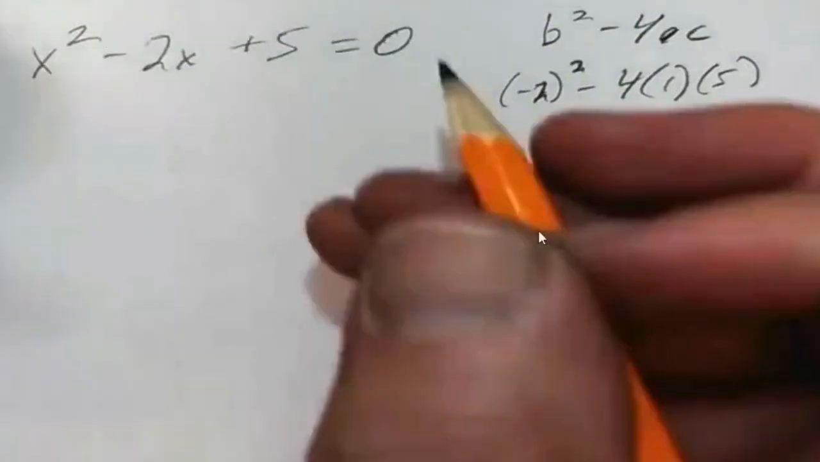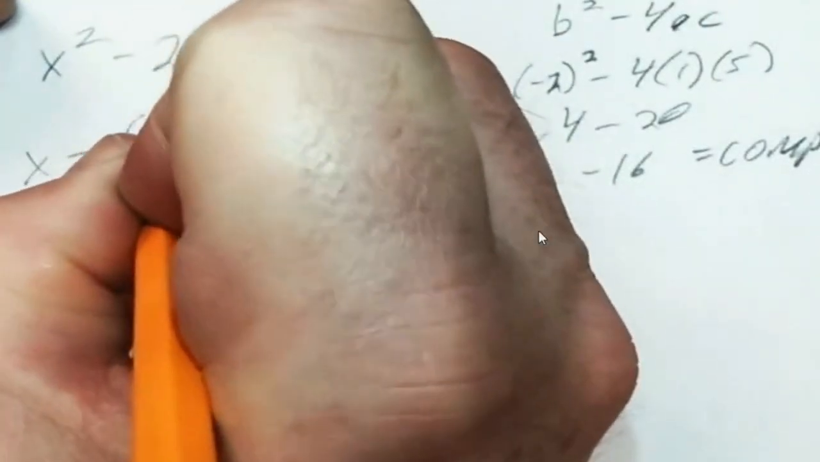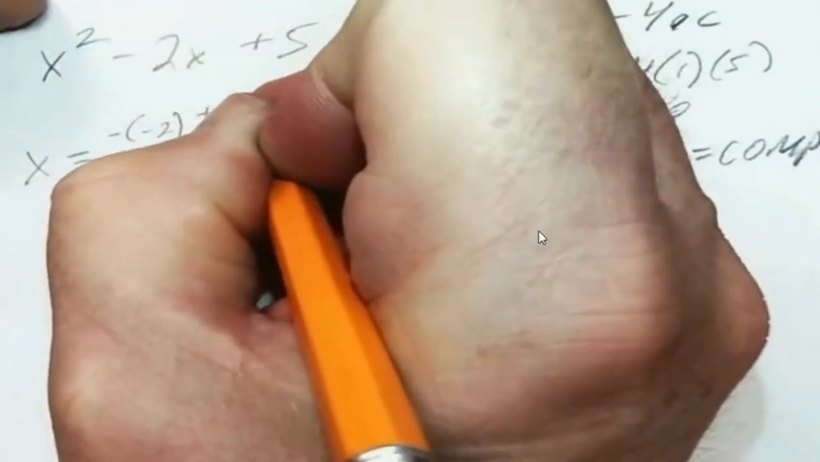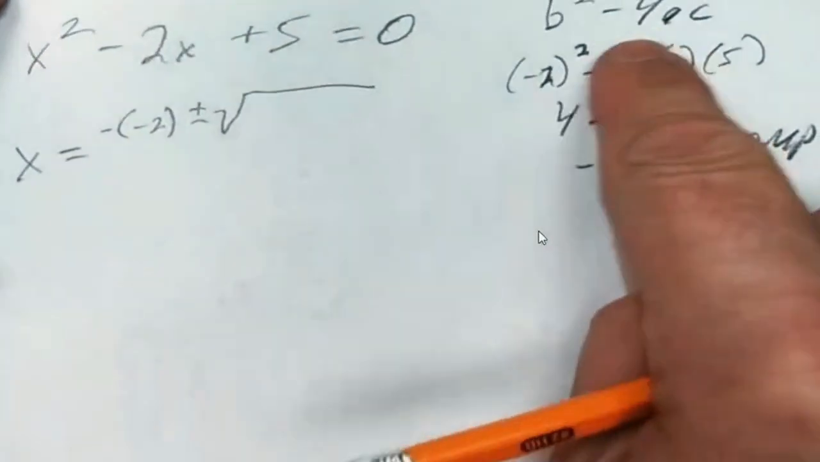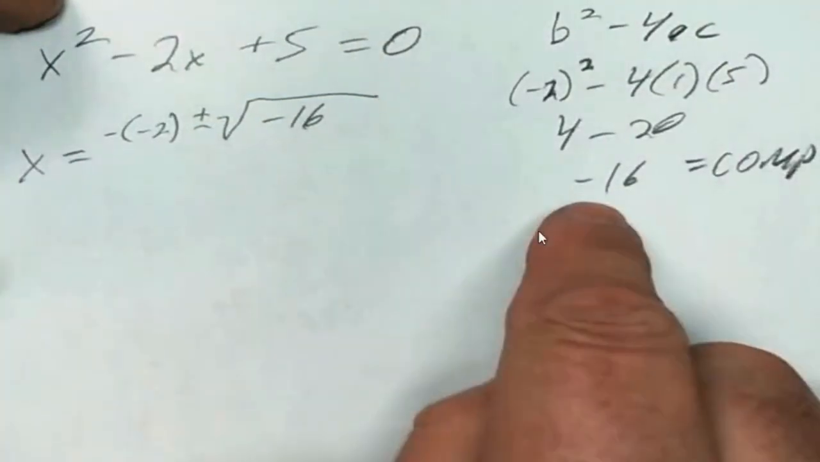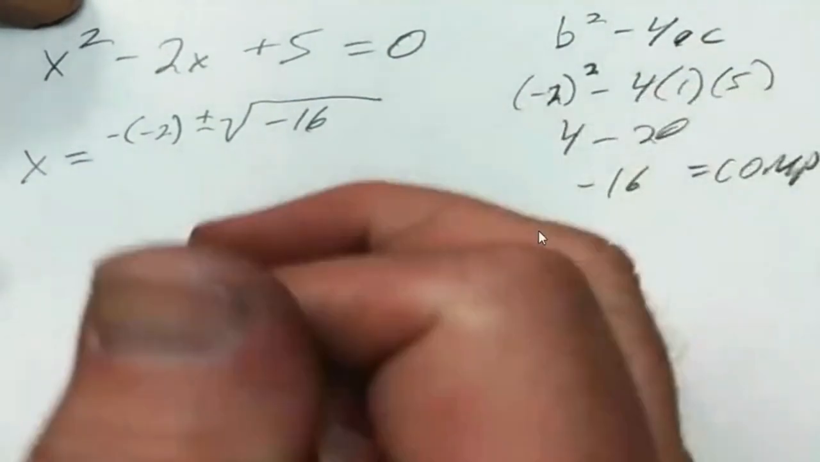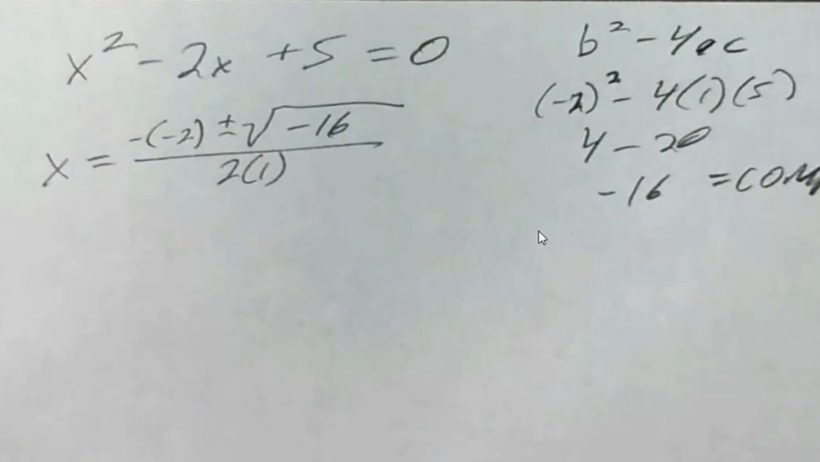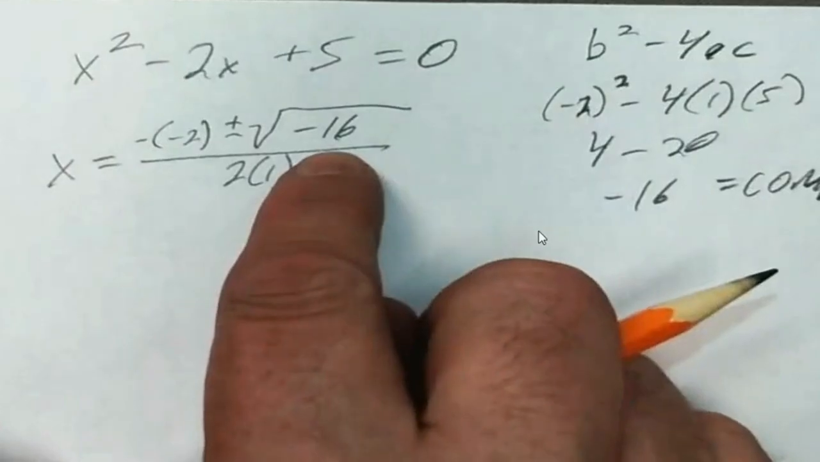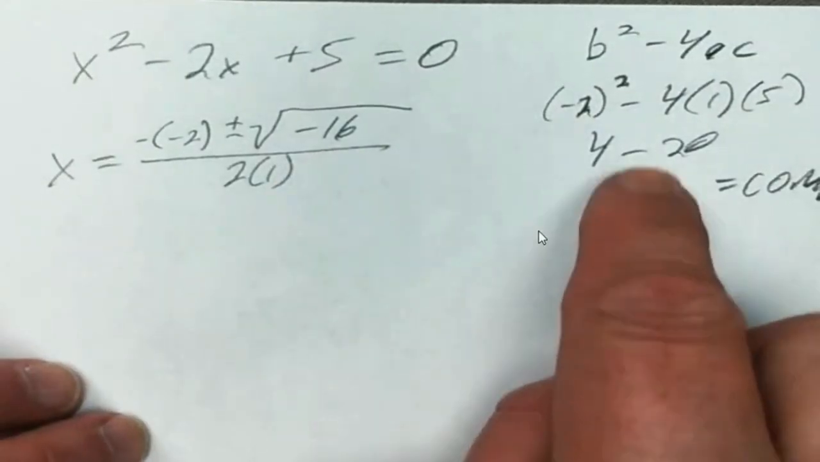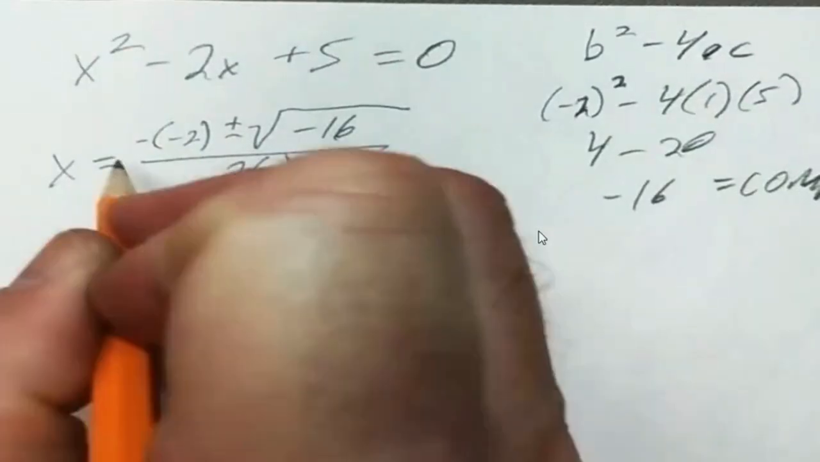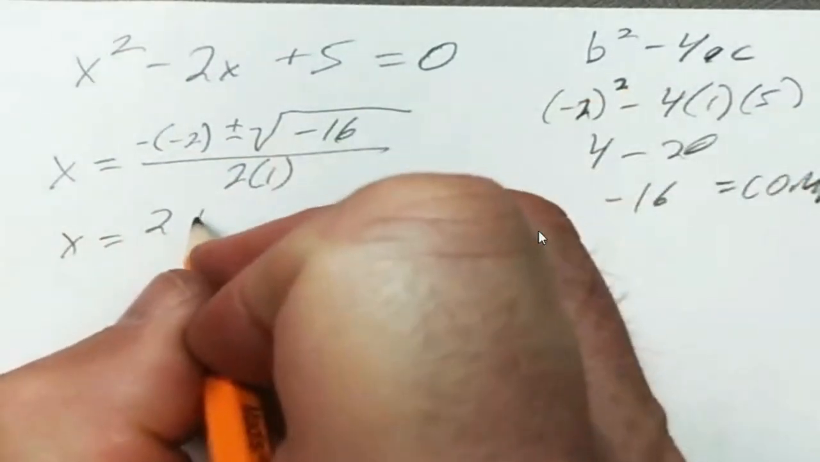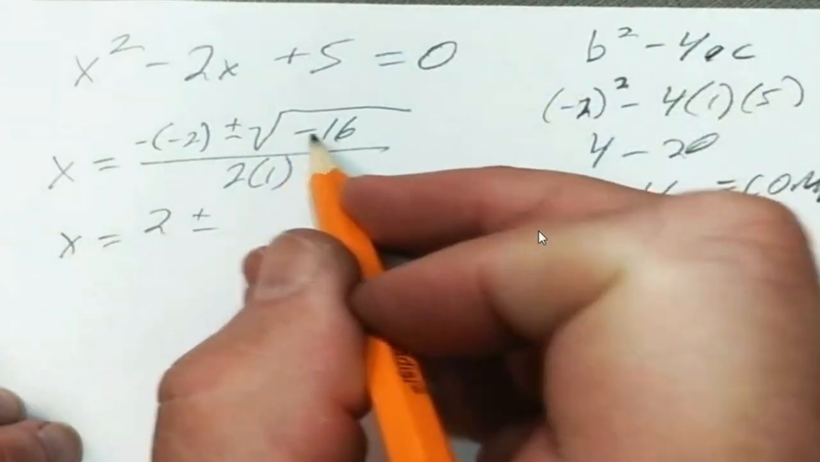So let's just do the quadratic formula. Negative b, negative 2, plus or minus the square root of negative 16. I've already calculated b squared minus 4ac. It's right here. I don't need to do it again, but it'd be this over 2 times a, 2 times 1. That's a nice thing. I've already got the discriminant calculated. If I want to use the quadratic formula, I know it equals negative 16. So this is negative negative 2, which is a positive 2, plus or minus the square root of negative 16.